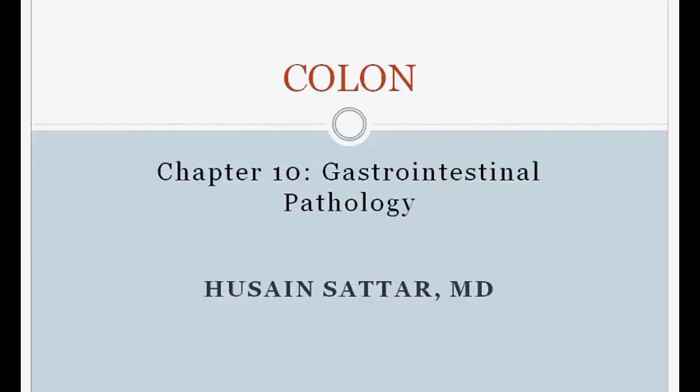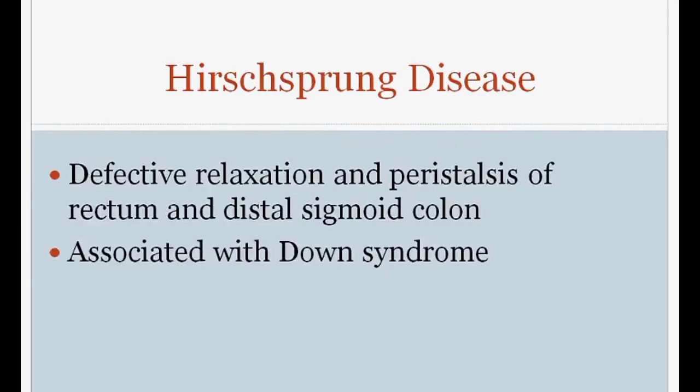All right, the next section deals with the colon. The first disorder that we want to talk about is Hirschsprung's disease. In this disorder, you have defective relaxation and peristalsis of the rectum and the distal sigmoid colon. There's an association of Hirschsprung's disease with Down syndrome. That's a particularly high-yield thing to be aware of.